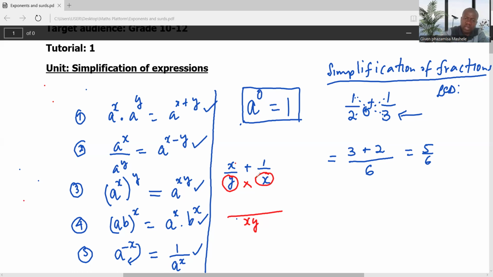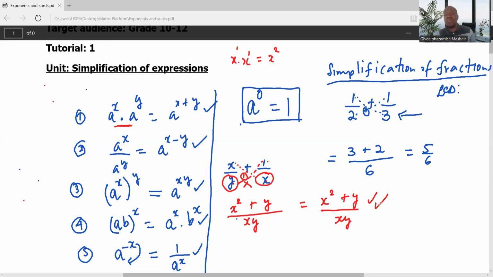I'll start with this one. This is the first one. x multiplied by x gives us x squared. Why is it x squared? The law of exponent multiplication: because x multiplied by x, the bases are the same, we take one base and we add the exponents. This becomes x squared. Then secondly, we multiply this: y times 1 becomes y, and there's a plus y. Then this becomes x squared plus y all over xy. This is how we simplify fractions. This is very important, guys. It's very, very, very important.